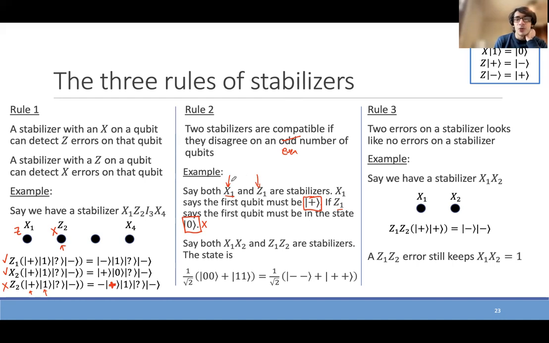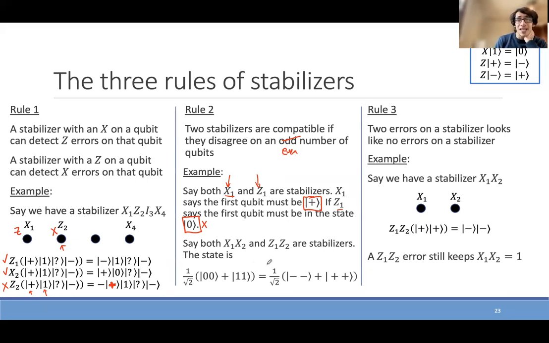And we're going to say that the reason this happens is because these 2 stabilizers disagree on an odd number of qubits. By disagree, I mean one wants an X there and the other wants a Z there. And if you disagree on an odd number of qubits, it turns out both can't be true at the same time. I haven't proven this, I'm just stating it as a claim.